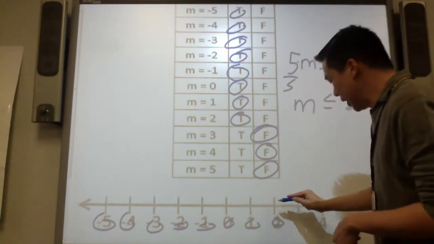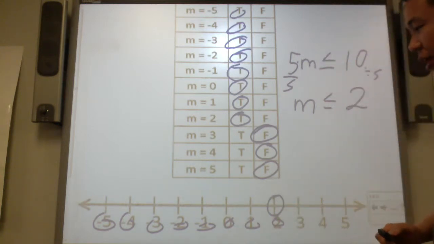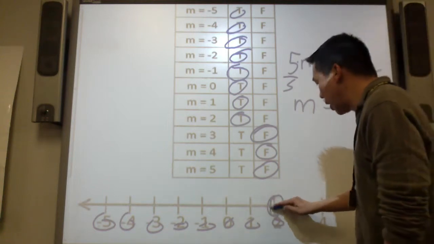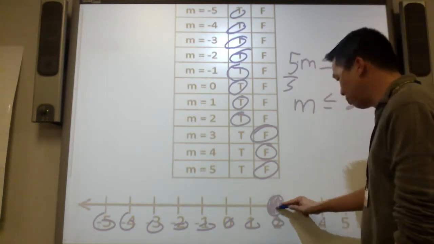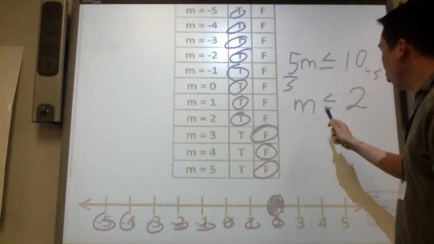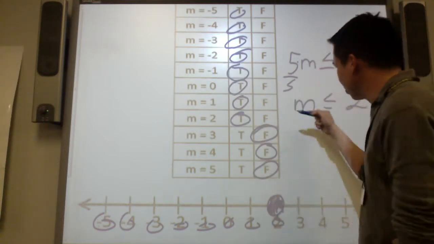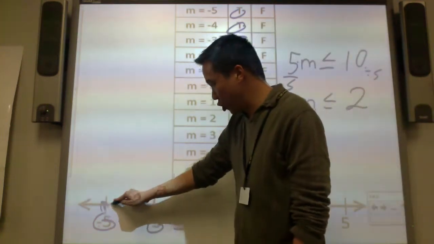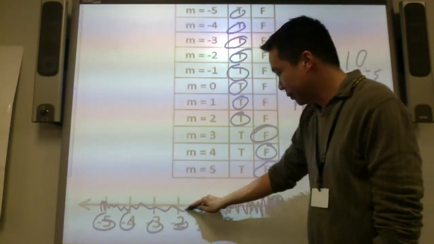So go to 2, draw a circle, a dot. Is this an open dot or closed dot? This is a closed dot because you are including 2. Plus, isn't 2 a true statement? So where are you facing? To the left. And as you can tell, aren't all these circled right here? So all these are true statements.